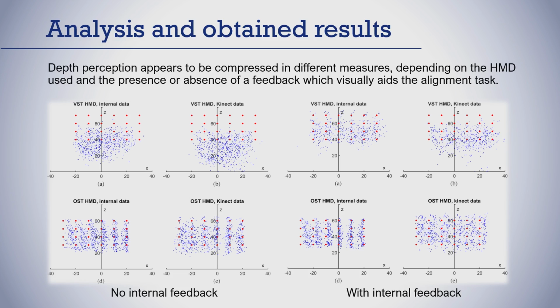Here you can see how the clouds overlap with the real positions of the targets. And we saw that in general there was some level of depth compression, so depth underestimation in pretty much all cases, but you can see that in the video see-through device, especially when no internal feedback was provided, there was a severe depth underestimation.